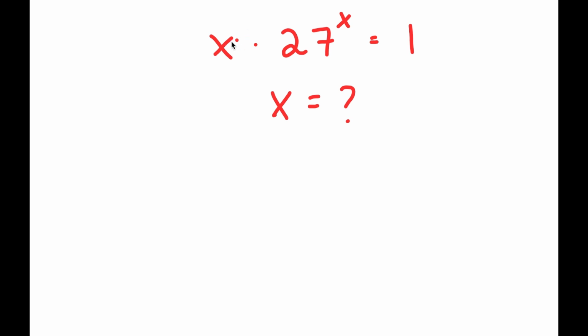And 27 to the power of x, this is going to be an increasing function. Because as x increases, 27 increases by an exponential amount. And 1 over x, this is going to be a decreasing function. Because as x increases, the entire function decreases. Because 1 over x is going to constantly decrease.